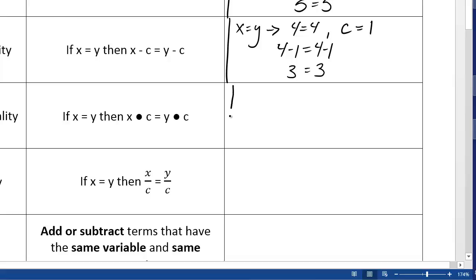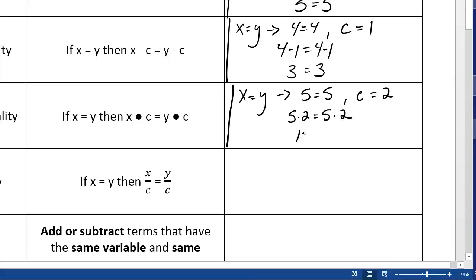Now for the multiplication property of equality. We already know that x will equal y. So if x equals y, then x times c equals y times c. Let's say that x and y both equal 5, so 5 equals 5. And our term that we're multiplying by, c, is equal to 2. So let's multiply 2 to both sides of the equation. So we'll have 5 times 2 equals 5 times 2, and 5 times 2 is 10. So 10 equals 10, and there's your multiplication property of equality. Same thing on both sides.